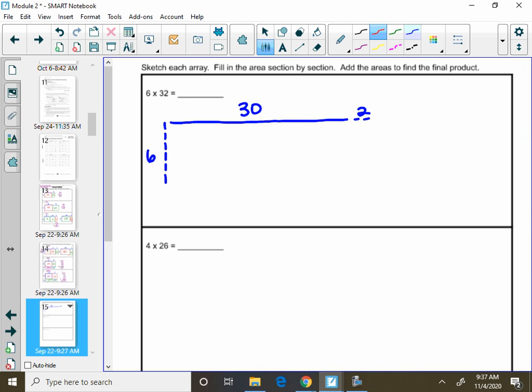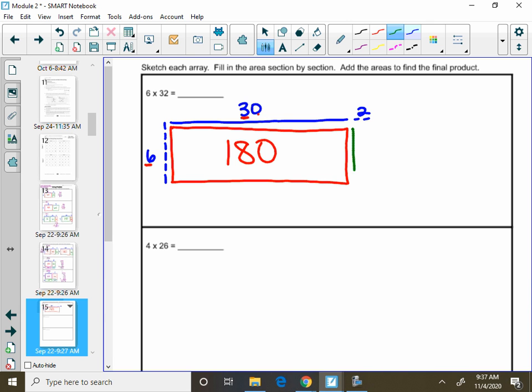All right, the first section is 6 times 30, which is really just a basic fact. And I might do this with my pencil and actually touch the numbers or underline them. 6 times 3 is 18. A 0 in the problem, a 0 in the answer, 180. And that last little section is 6 times 2. And 6 times 2 is 12.